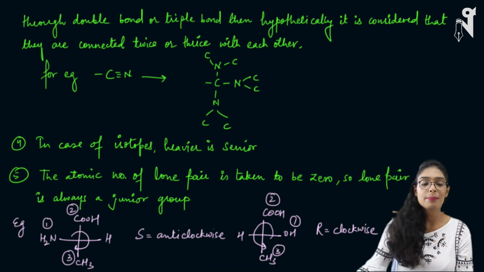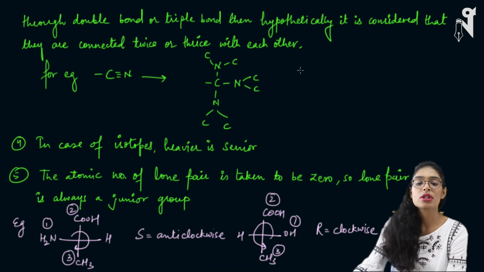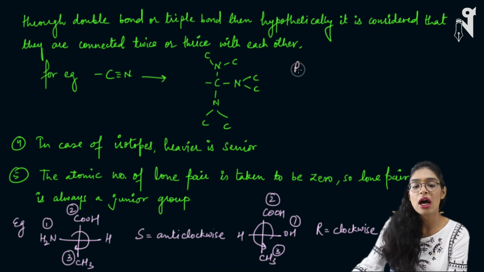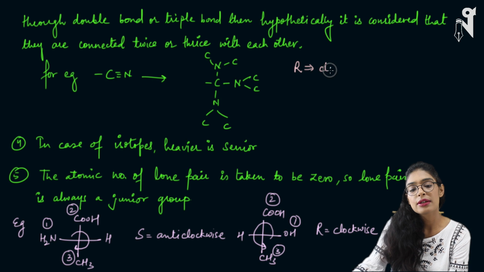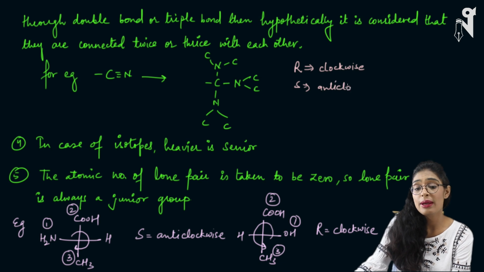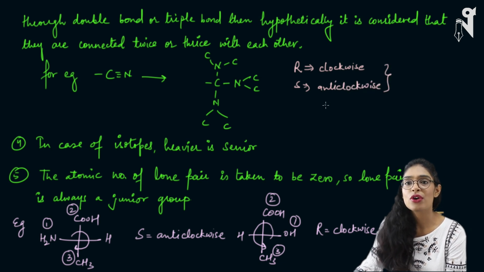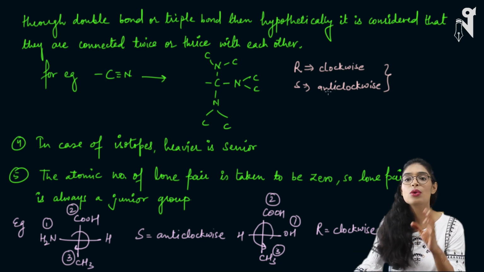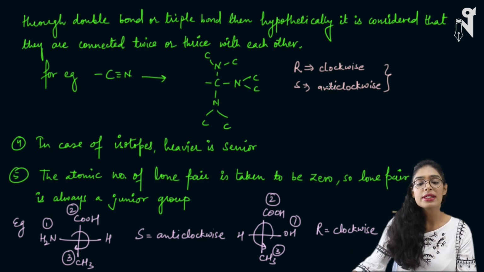Now, implementation of the rules. As I mentioned, first of all you have to understand that R means clockwise, and S means anti-clockwise. So these two things you have to remember right now, and you have to forget them after some time. I'll tell you why we have to forget it. Now I'll take some example.